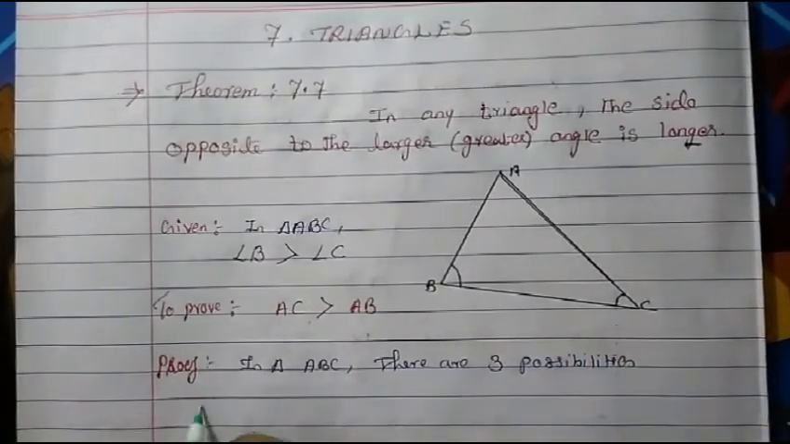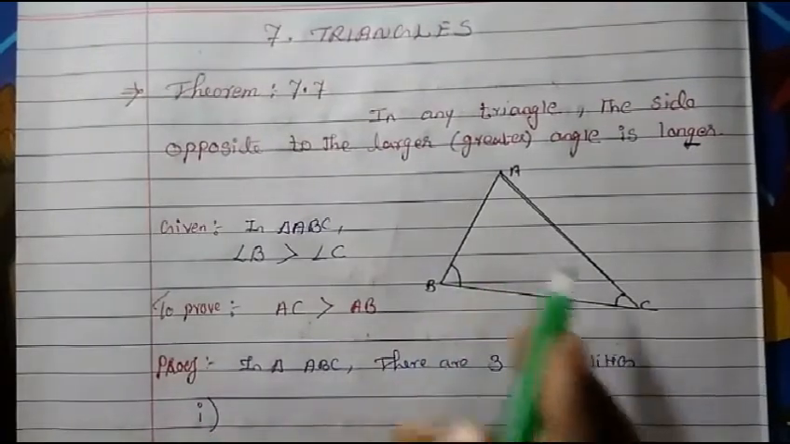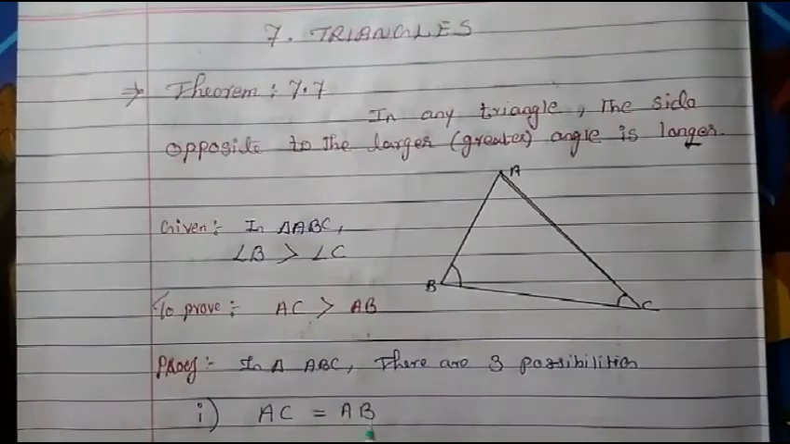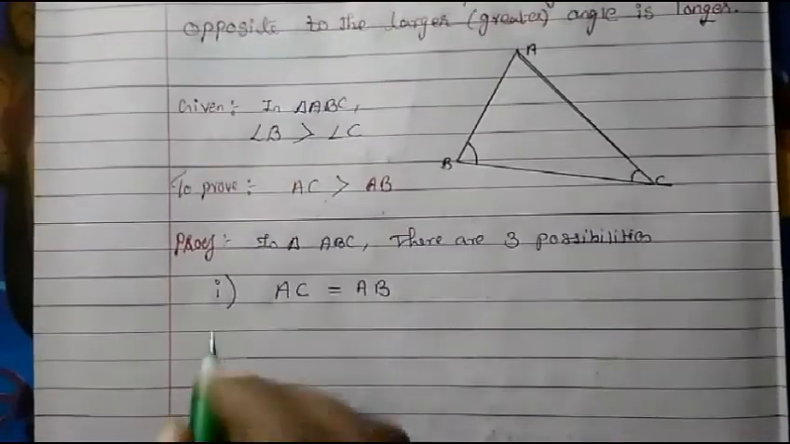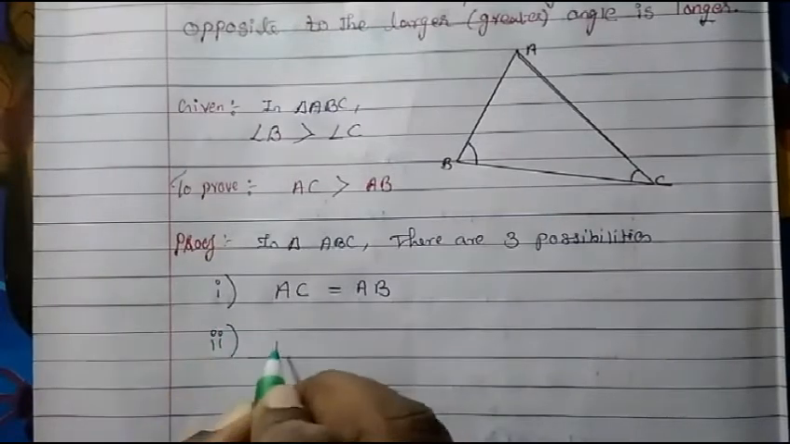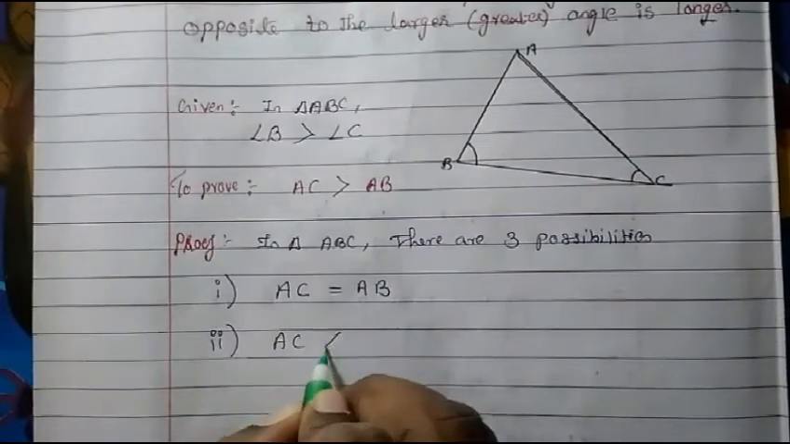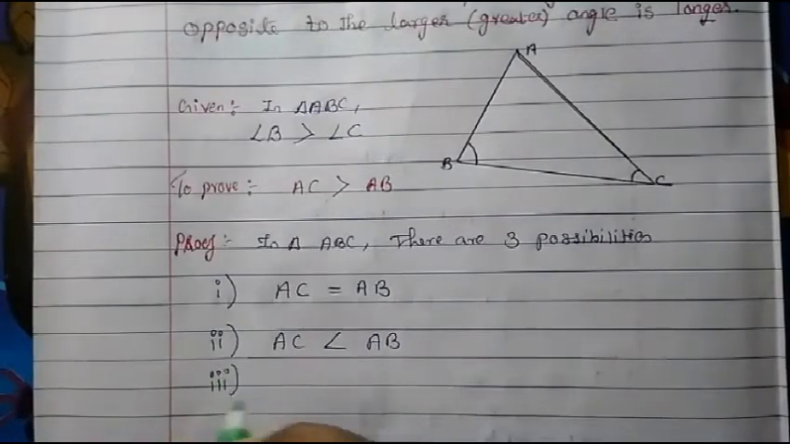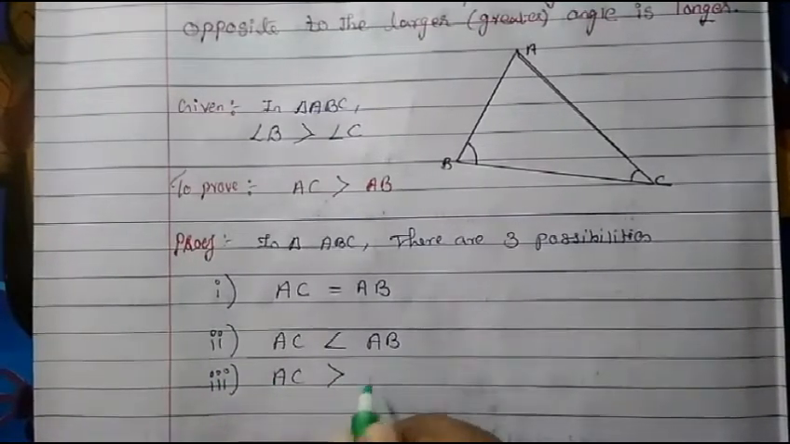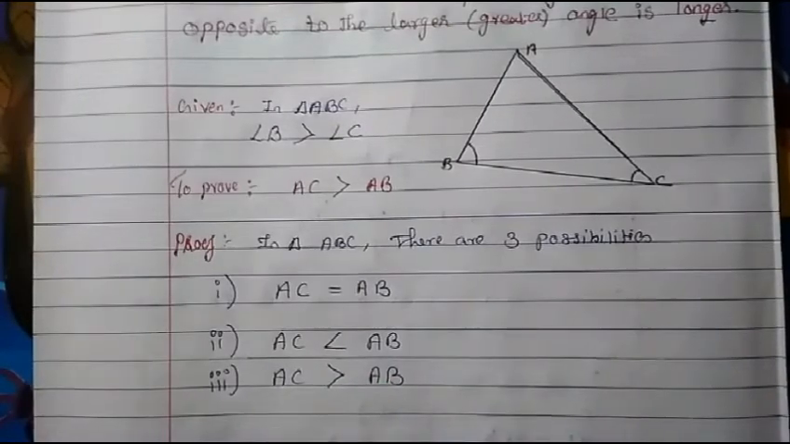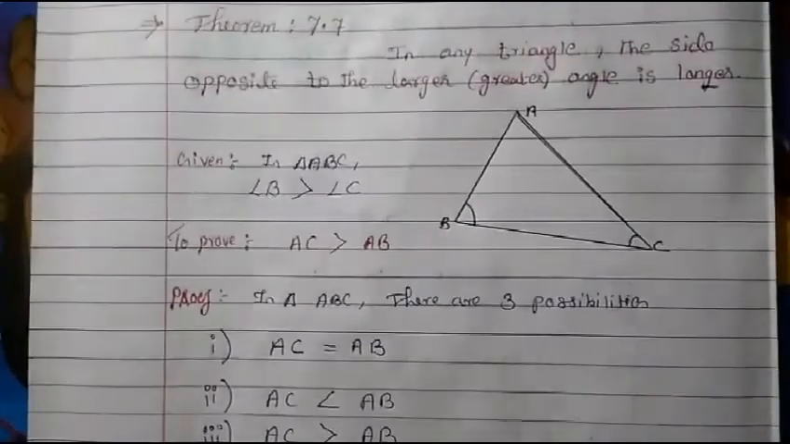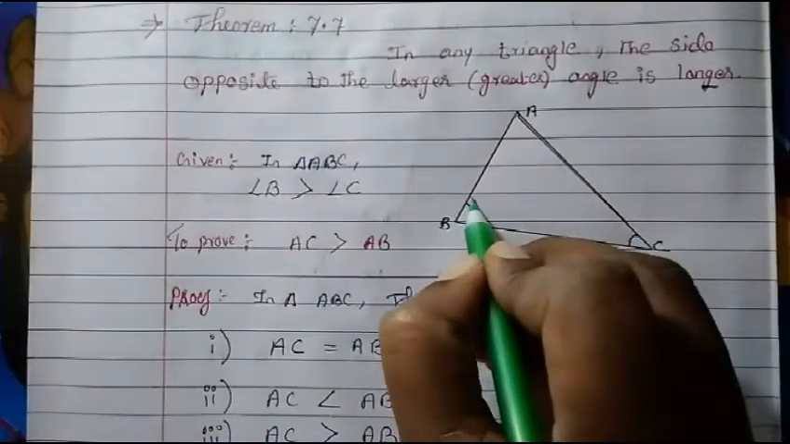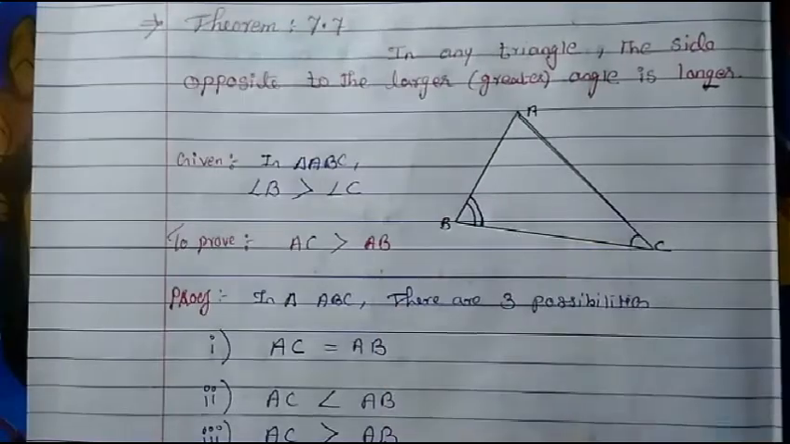What are the possibilities? Either AC will be equal to AB. Second possibility, AC will be smaller than AB. And the third possibility, AC will be greater than AB. We have to actually prove that AC is greater than AB, because it is said that angle B is greater.